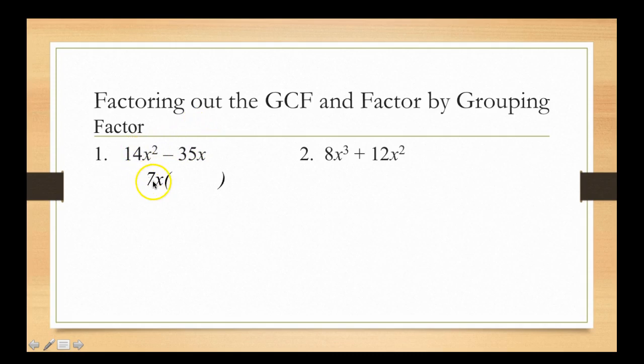Now, once I factor out the 7x from each of these terms, what's left? And the way you figure that out is you do 14x squared divided by 7x. That leaves me with 2x. And 35x divided by 7x leaves me with 5. And so what's left over is 2x minus 5. Now please pause the video and try to factor out the greatest common factor, and then also insert what goes inside the parentheses as well.